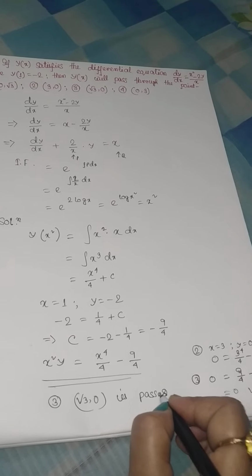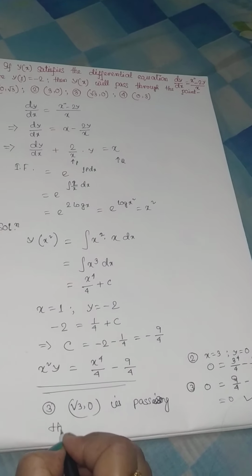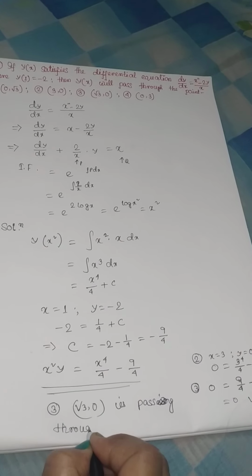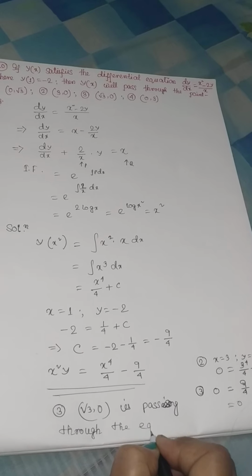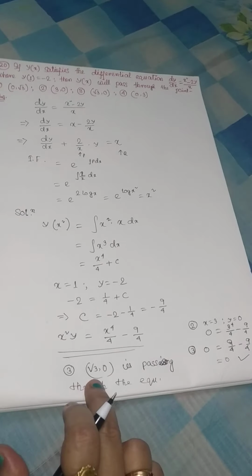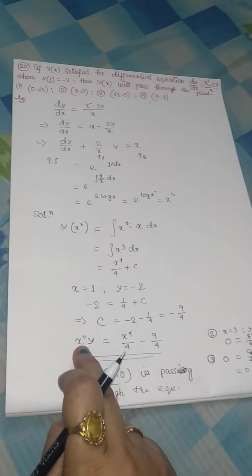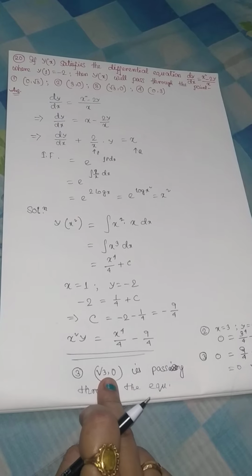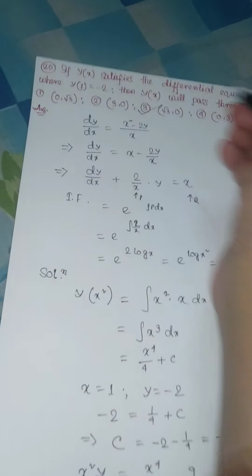passes through the equation. In short, it tells that this equation passes through the point. Therefore, option 3 is our correct option. That's all.